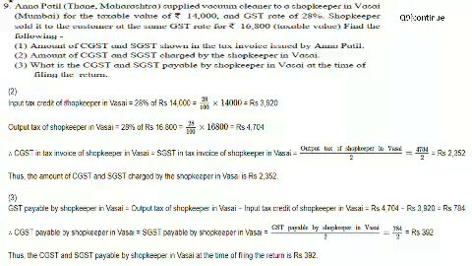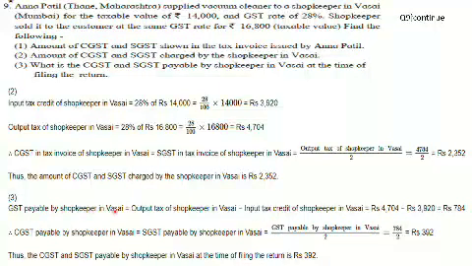Second question, that is amount of CGST and SGST charged by the shopkeeper in Vasai. So input tax credit of shopkeeper in Vasai. It is 28% of 14,000. Calculate that. Output tax of shopkeeper in Vasai, 28% of this taxable value, 16,800. Calculated. So CGST in tax invoice of shopkeeper in Vasai is same as SGST. So it is output tax divided by 2. So output tax is 4,704 by 2. So it is 2,352. Write down CGST and SGST amount.